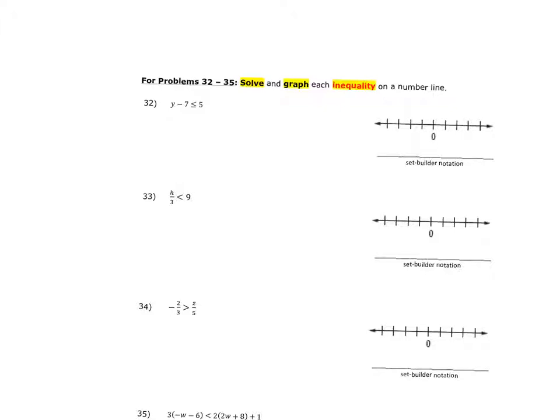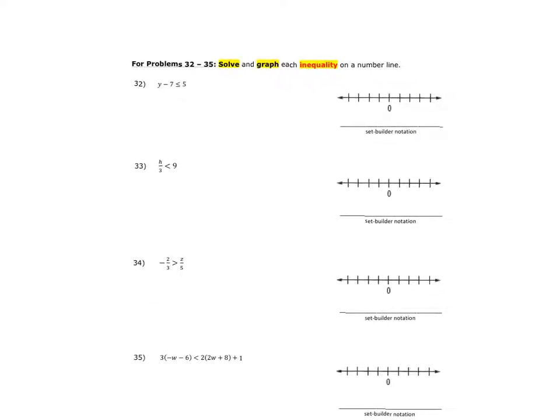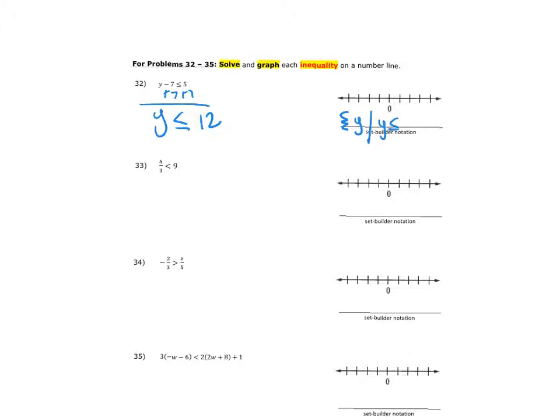When I'm solving a linear inequality, I have to remember a couple of rules. Solve it like a regular equation, so I'm going to add 7 to both sides, and I get y is less than or equal to 12. To put it in set builder notation, you do the squiggly. Y such that y is less than or equal to 12.